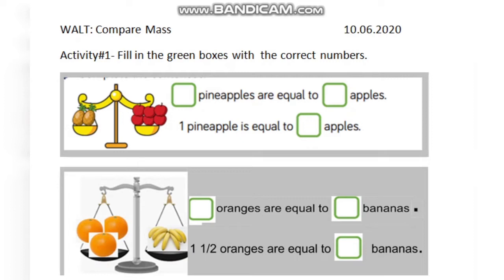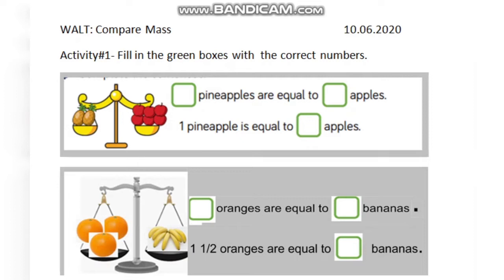So I have to take the 2 pineapples that I had and divide by 2, which gives me 1 pineapple. If I do the same thing to the apples, there's 6 apples that I divide by 2. I hope you guessed that that means there are 3 apples. So 1 pineapple is equal to 3 apples if you're dividing by 2.